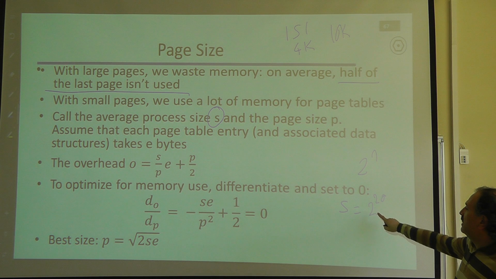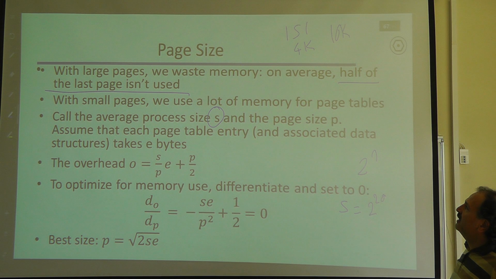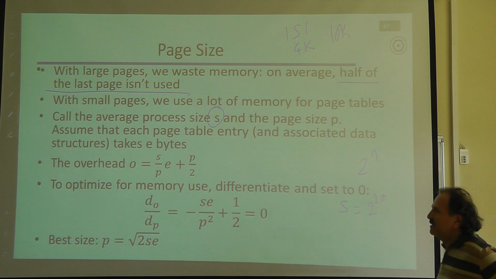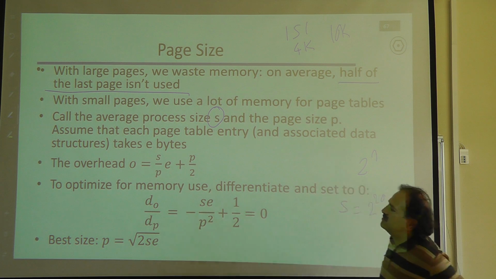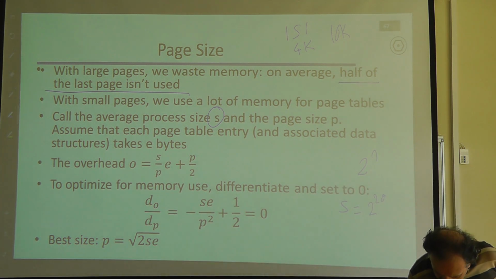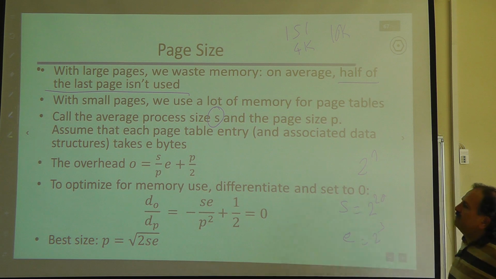Okay? So I have a 1 megabyte of process size, and the page size P, maybe we are going to decide on the page size P. I don't know, it's 1 kilobyte or 2 kilobytes. And assume that each page table entry takes E bytes. So this is a very small number, 2 bytes, maybe 4 bytes, 8 bytes, maybe 16 bytes. Let's say our E is 8 bytes. It is 2 to the power 3. Okay. So we write this formula.